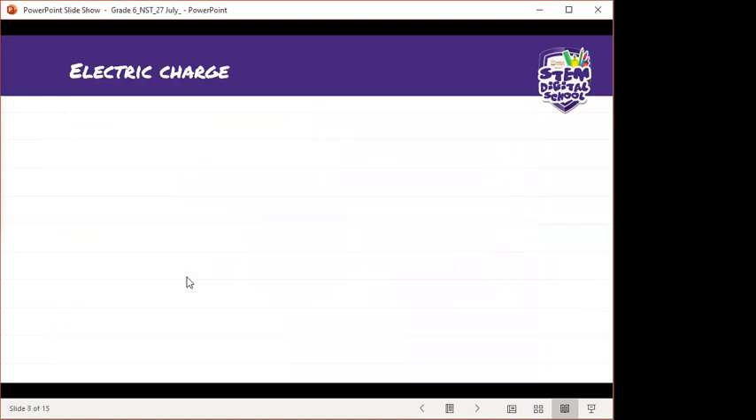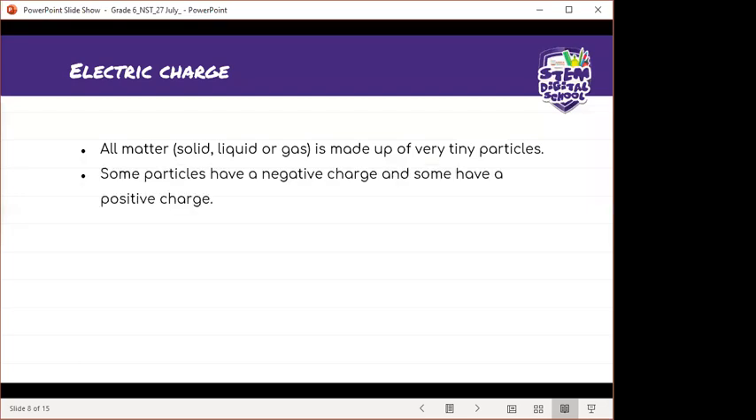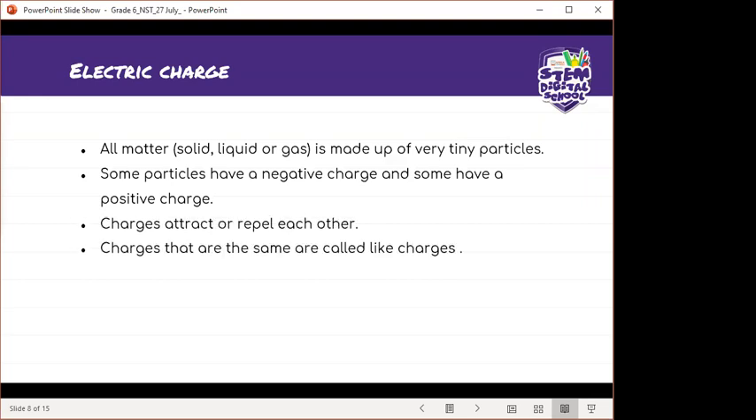Then in terms of electric charge, all matter, solid, liquid, gas, is made up of very tiny particles. Some particles have a negative charge and others have a positive charge. Charges attract or repel each other. Charges that are the same are called like charges, and like charges repel each other. Very important to note. I am going through this again because some of us got it incorrect during the Kahoot. Like charges repel each other. If you have a positive and a positive, they repel. If you have a negative and a negative, they repel. All right.